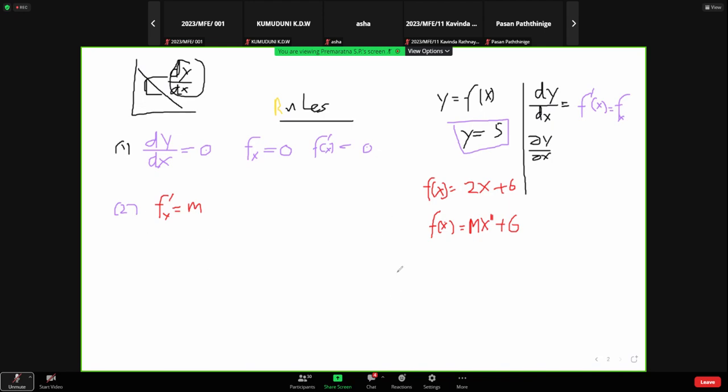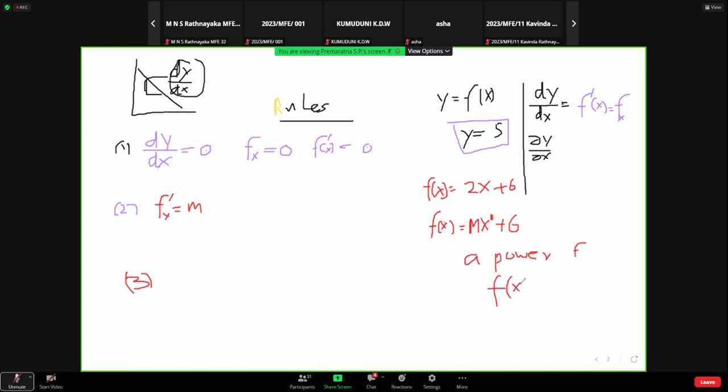And to further expand, the third rule is how to differentiate the power function. Something like this: let's say y equals 3x to the power of 2, this kind of function.